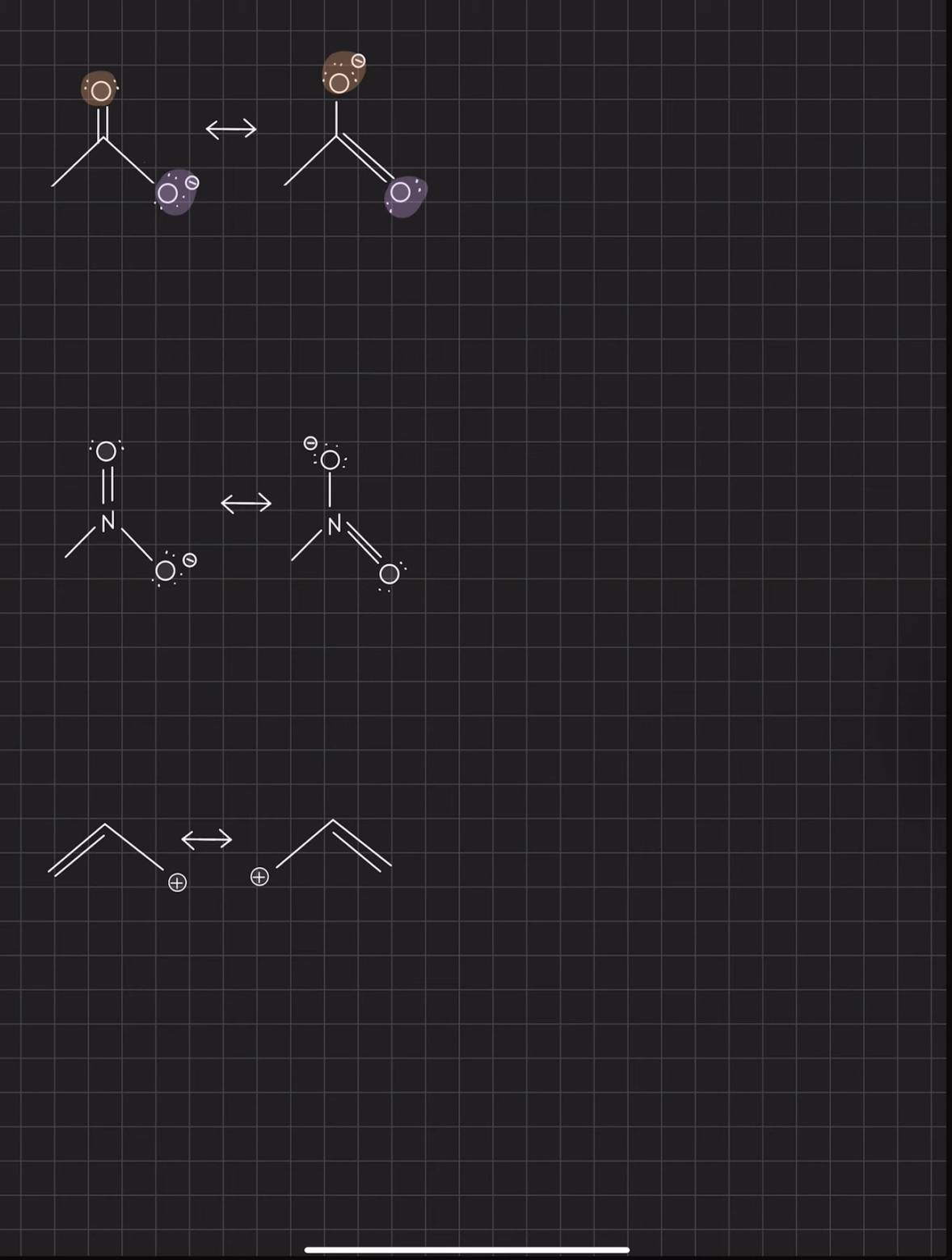Because of that, you can see that they are equivalent or equal contributors. I've seen both names, equivalent contributor and equal contributor, so just know I'm saying them interchangeably. Now, what would be the resonance hybrid? The resonance hybrid is like an average between the two structures.